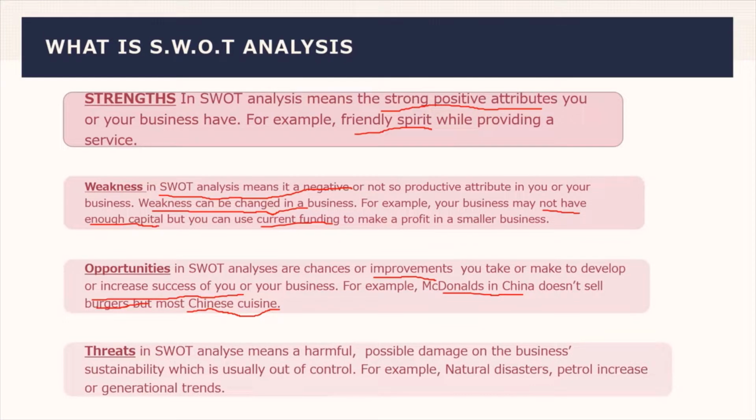Okay, threats. A threat might be something harmful that possibly damages your business sustainability or even image, which is usually out of your control. For example, natural disasters, petrol increases, or even generational trends. What do they mean by generational trends?